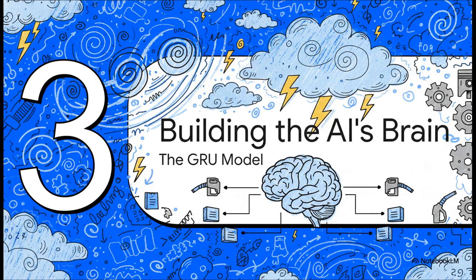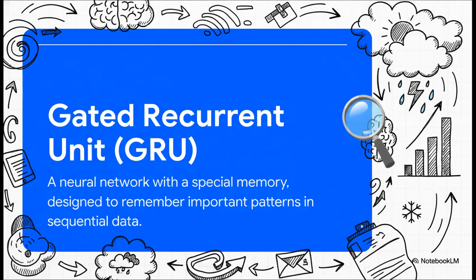This is where all the thinking, all the learning is actually going to happen. Now, we're not using just any old neural network. We're using something special, called a Gated Recurrent Unit, or GRU for short. And the best way to think about a GRU is that it has a superpower: memory. It's specifically designed to spot and remember patterns over time, which is perfect for something like weather forecasting.